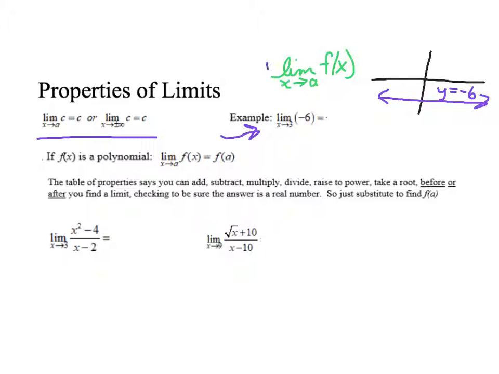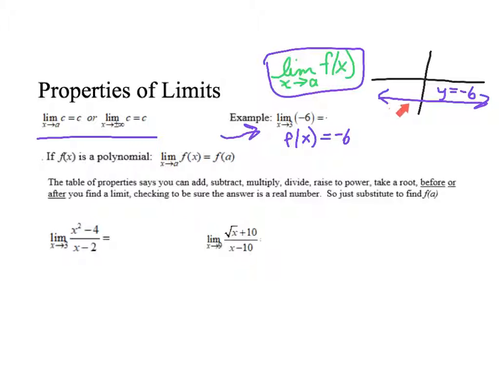Remember, the limit of f of x as x approaches a is the basic form. So if we have a negative 6 in there, that means f of x equals negative 6. Well, remember, f of x is just y. So what we have here is a horizontal line, which is y equals negative 6. And it doesn't matter what x is.